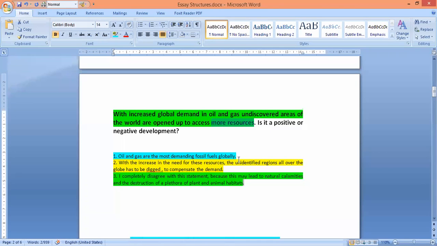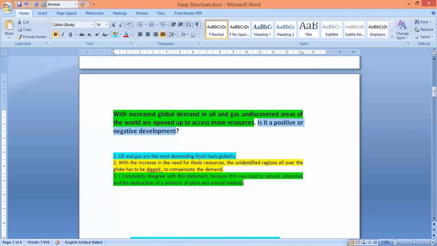Or you can say it's positive as well as negative development. In one body paragraph you can say it is a positive development because it is required for the economy of the world. It is a negative development because it is leading to deforestation and the destruction of the animal habitats. So do you agree, disagree, you can write why it is a positive or a negative or both positive and negative development.